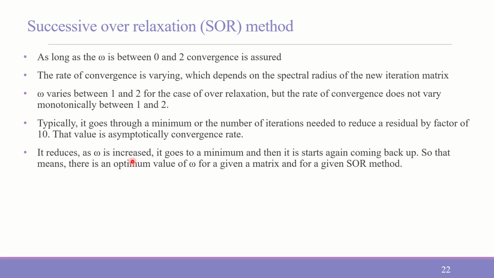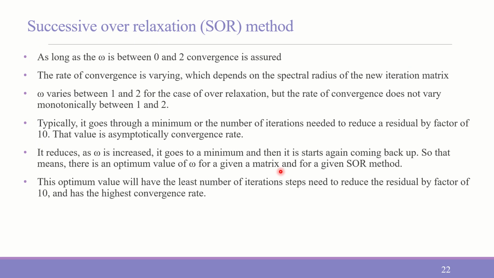It reduces as omega is increased. It goes to a minimum and then it starts coming back up. So that means there is an optimum value of omega for a given matrix and for a given SOR method. Here it refers to the rate of convergence. This optimum value will have the least number of iteration steps needed to reduce the residual by a factor of 10 and has the highest convergence rate. Alright.